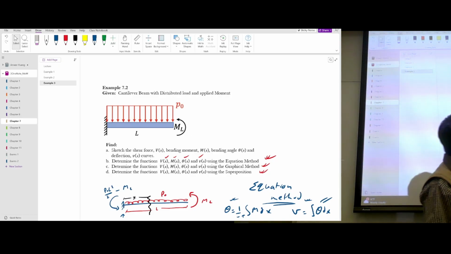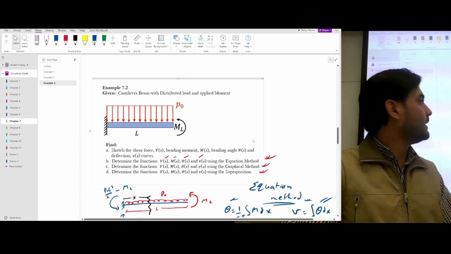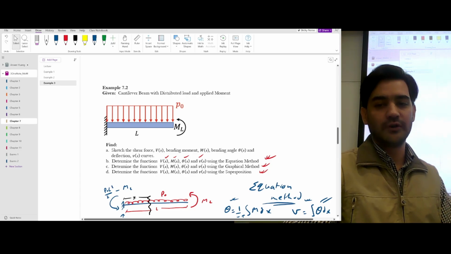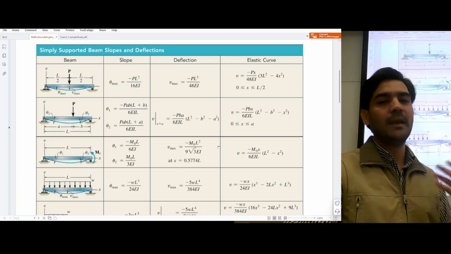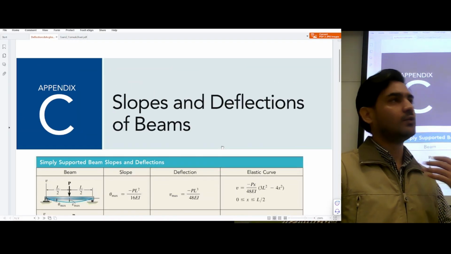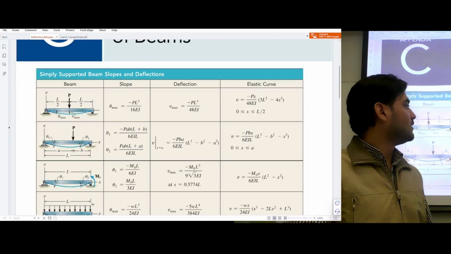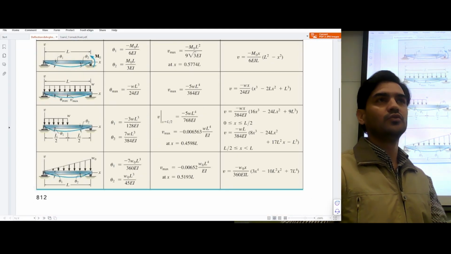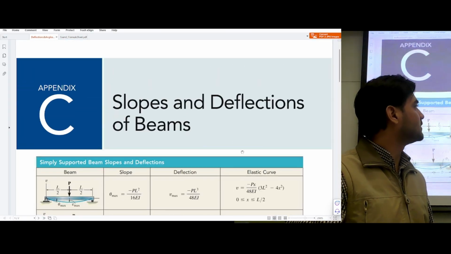The second method is the graphical method, which we have explored last time. And the third method is the superposition method, which we will do today. In this method, basically what we have to do is make use of the equations which we already have for particular loading conditions. So we're going to use these equations, and from those equations we will formulate our elastic curve.